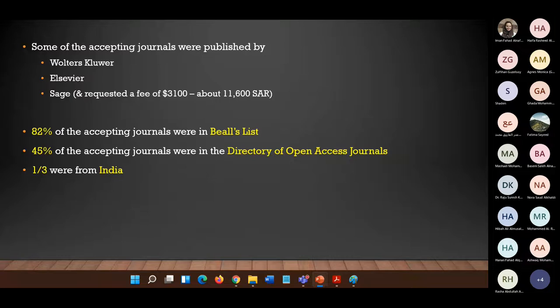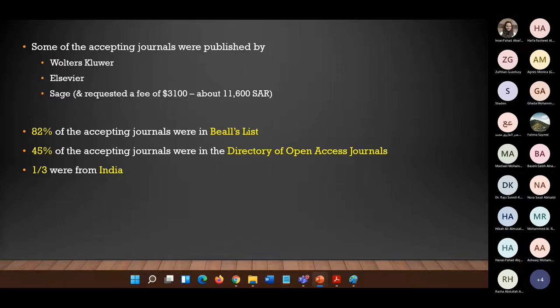The interesting thing is that some of these journals were published by prestigious publishers like Elsevier and Sage, and the Sage journal requested $3,000, which is equivalent to more than 11,000 Saudi riyals, to accept that fake paper. Also, interestingly, 82 of the accepting journals were in Beall's list, which gives some credibility to Beall's list. Around 50% were listed in the Directory of Open Access Journals. This is considered a white list, whereas Beall's list is a black list. But still around 50% were from this directory, which shows that the methodology in that list was not rigorous.